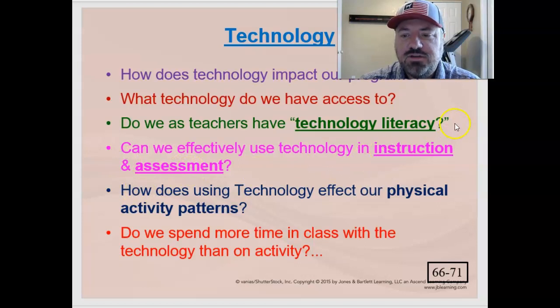Can we effectively use technology in instruction and assessment? Right? Do you even know how to integrate the technology into your instruction? Can you use a PowerPoint? Can you use video systems to videotape students participating, whether it's working on form of their swing for a golf shot, right? Or can they self or peer assess? Can you show them what an expert performer does if you want to take an example of a Tiger Woods or a Phil Mickelson, right? Can you use that in assessment?